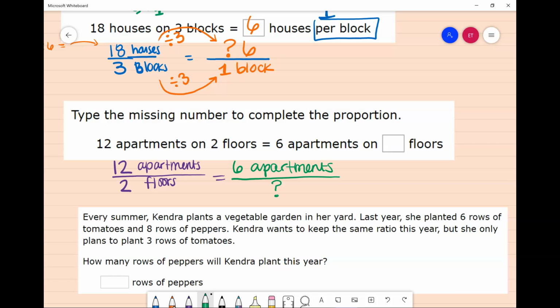Again, I'm going from my large number to my small number, so I'm going to be dividing. 12 divided by 2 is 6 because I know that 6 times 2 is 12. Whatever I do to the top, I have to do to the bottom. So 2 divided by 2 is actually 1. So this is also actually a unit rate. Okay? It's the same steps. You're setting up a proportion, you're finding the relationship, and you're solving for the question mark.